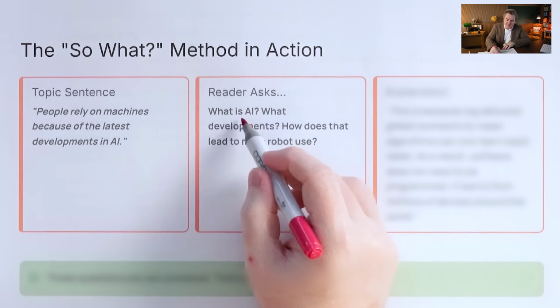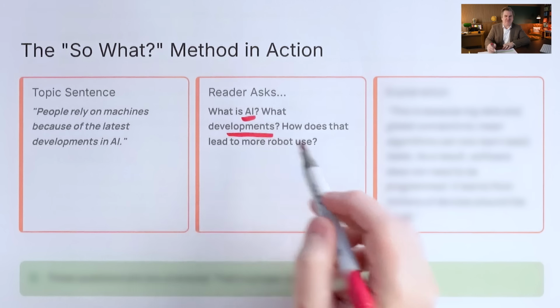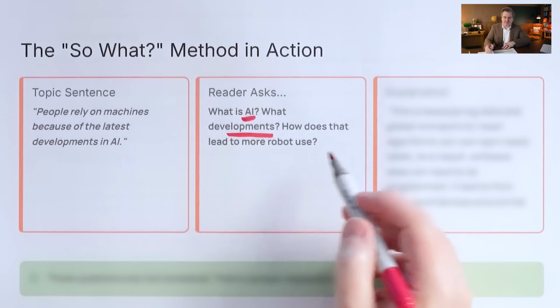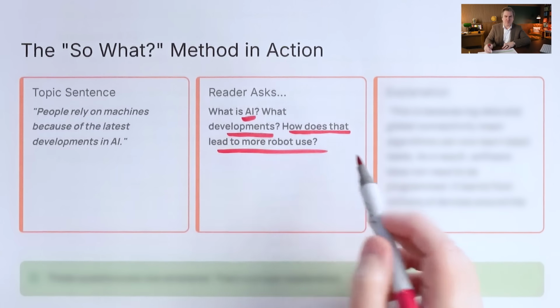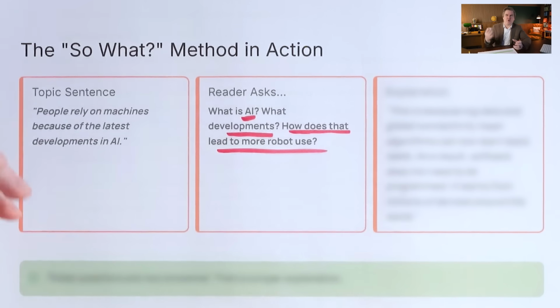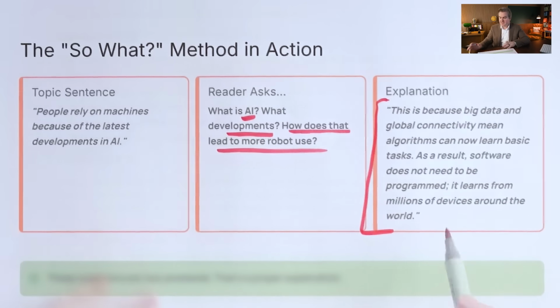He would say, what's AI? I don't know what AI is. And he would say, developments? What do you mean by that? And okay, once he understands that, well, how does that lead to more robot use? AI is like software, and robots are machines. How does that actually connect? I don't understand that. So I gave this to one of our VIP students and I taught them this exactly.